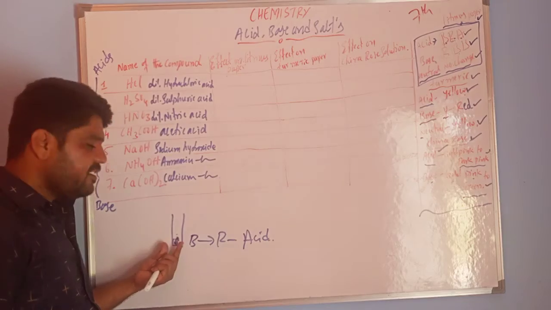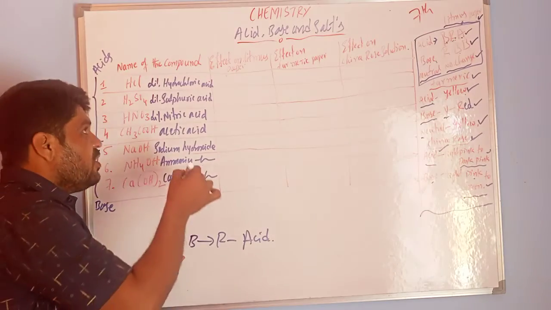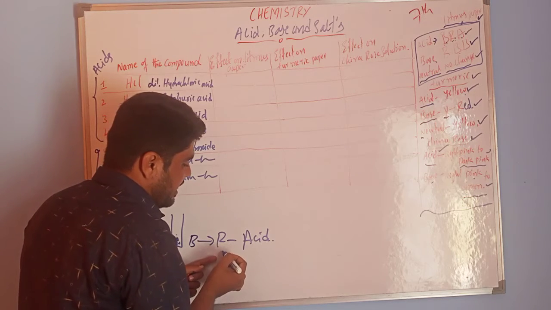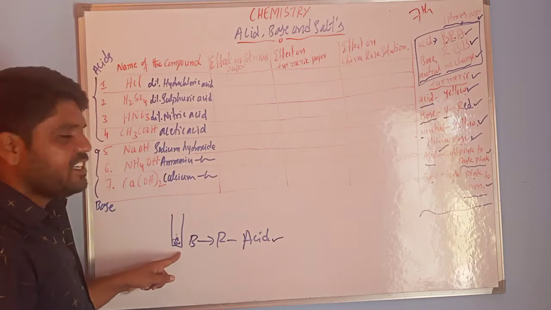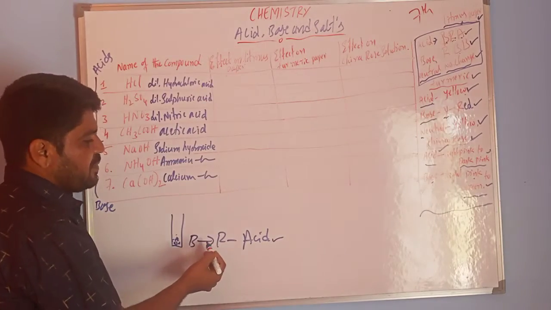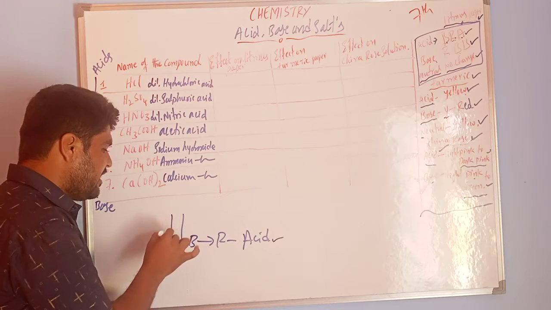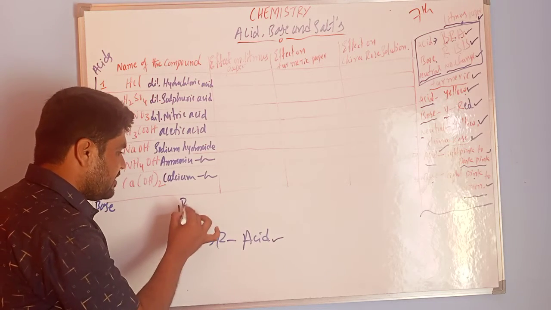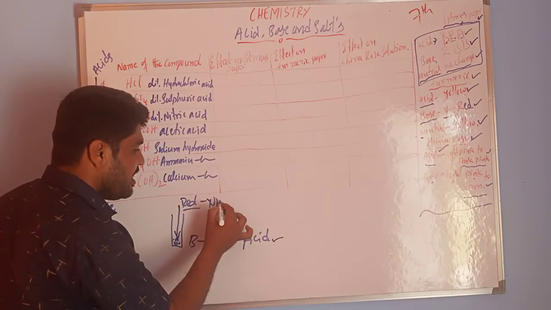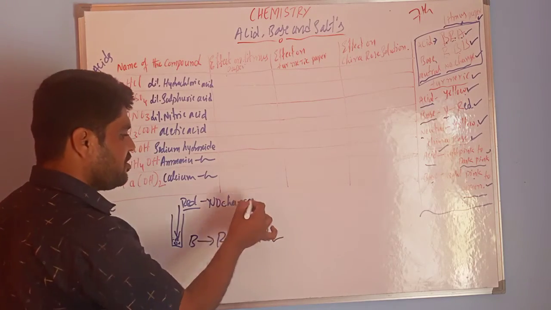In this test tube I am taking dilute hydrochloric acid. If you dip the blue litmus paper in this, the blue litmus paper changes into red color, then we call that an acidic solution. Instead of blue litmus paper, if I take red litmus paper and dip it in this hydrochloric acid, is there any change? No change with the red litmus paper. You have to remember this.